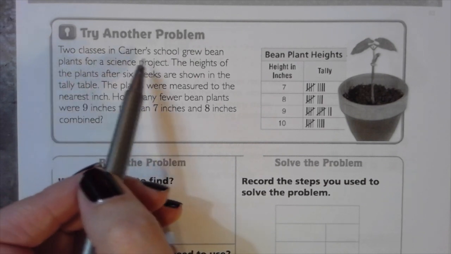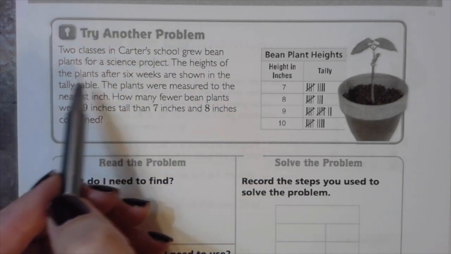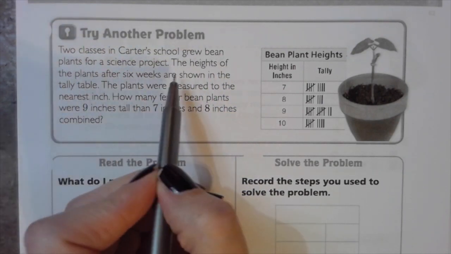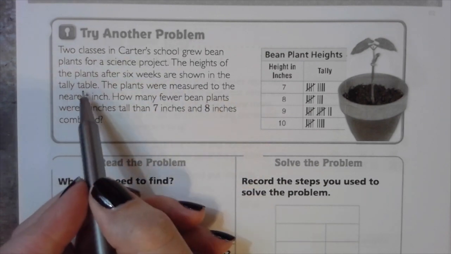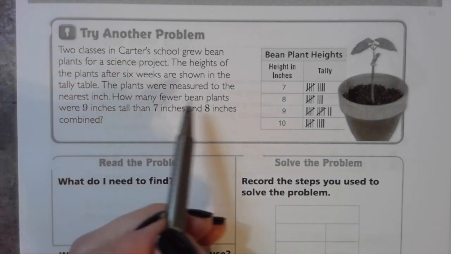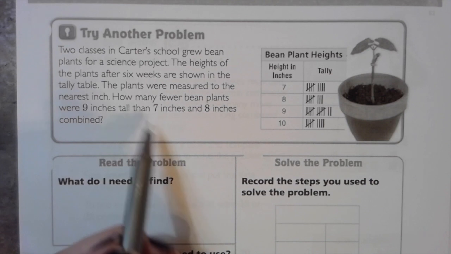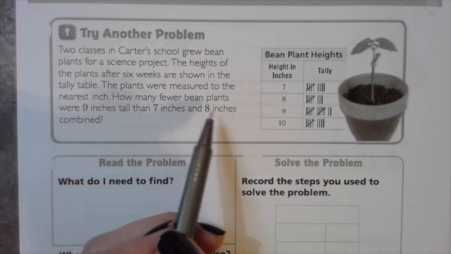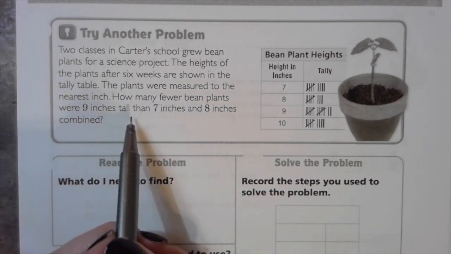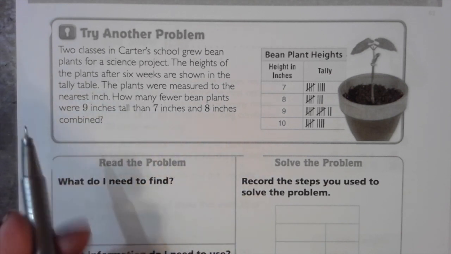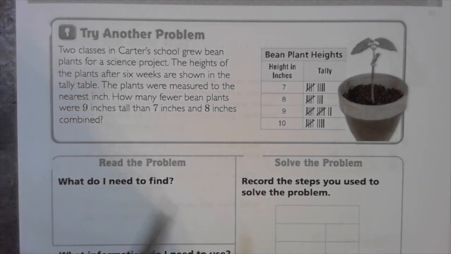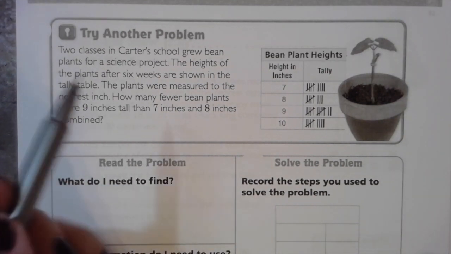Two classes in Carter's school grew bean plants for a science project. The heights of the plants after 6 weeks are shown in the tally table. The plants were measured to the nearest inch. How many fewer bean plants were 9 inches tall than 7 inches and 8 inches combined? Ooh, this one's a tough one.